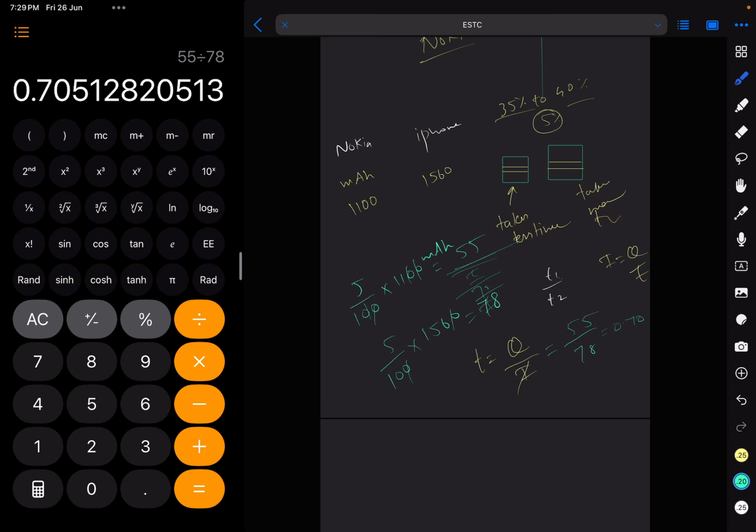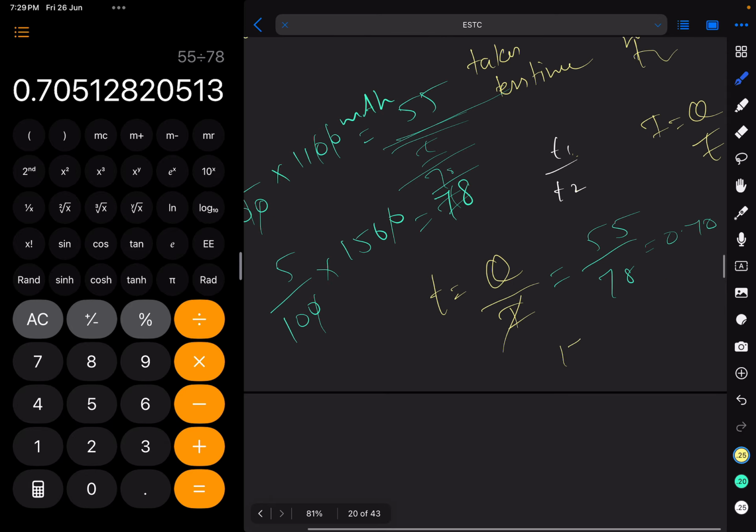Okay, let's write 0.705. Okay. 1 joule can be otherwise denoted as 1 watt second. 1 joule means energy. E is equal to PT. Okay. Watt second. Correct. True.